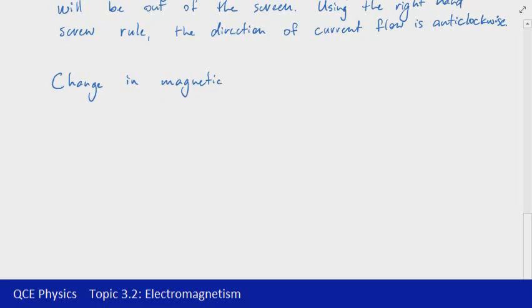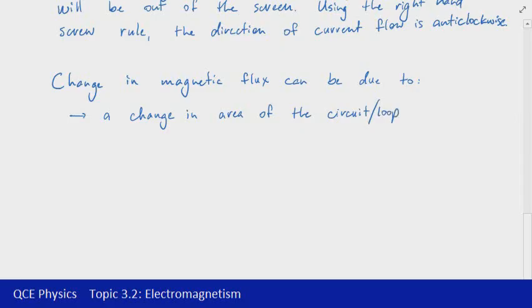The one that we've seen there is a change in the area of the loop itself, but there are two others that make it a little bit difficult to apply that same reasoning using Faraday's law. So the first, as we said, can be a change in area of the circuit or the loop that we're considering. The second is that the magnetic field strength itself can change.